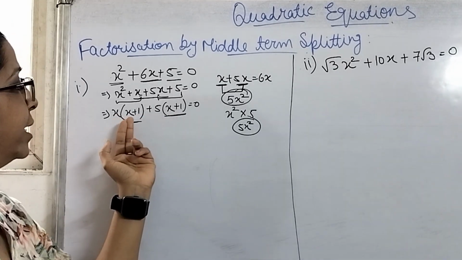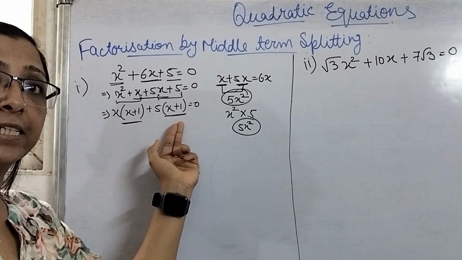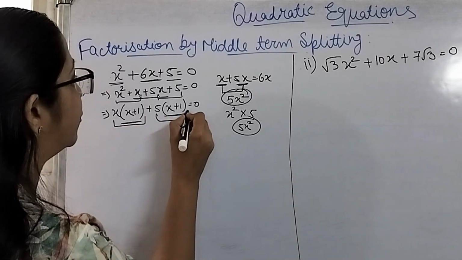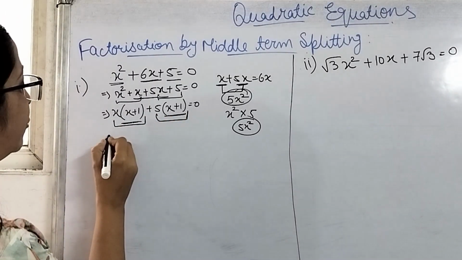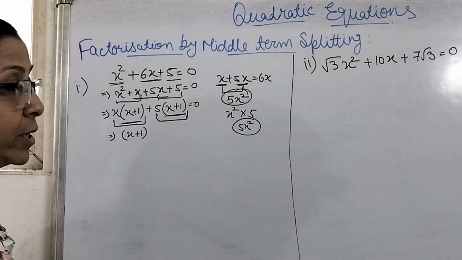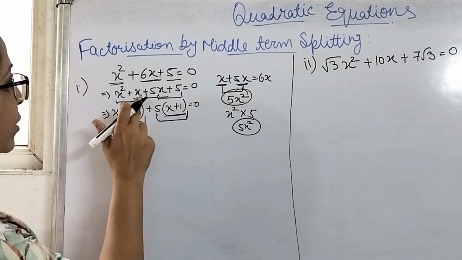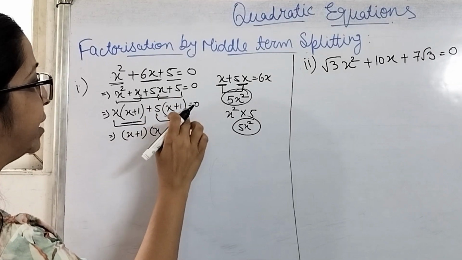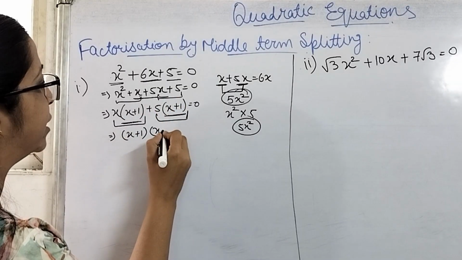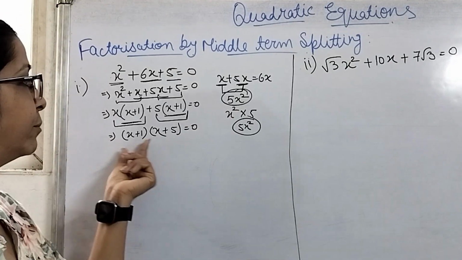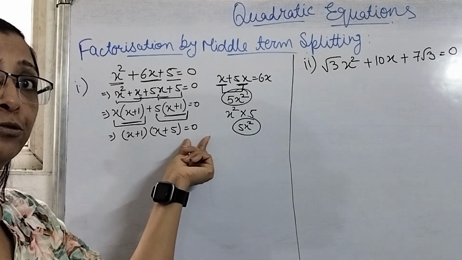Here we can see it is x plus 1, and here it is also x plus 1. Now this is one term and this is another term. We will take common from these two terms, so x plus 1 can be taken common. If we take x plus 1 common, the remaining part is x, and here after taking x plus 1 common, the remaining part is 5. So this can be written as x plus 1 multiplied by x plus 5 equals 0.